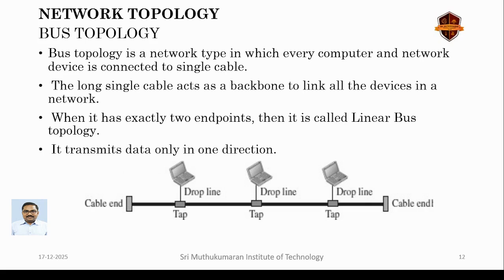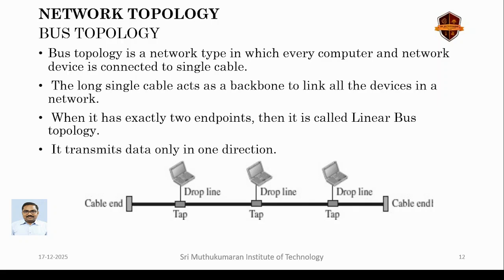Now next is about the various network topologies. Topology means the arrangement of systems in a particular manner. There are several types of topologies. We will see them one by one. The first one is bus topology. Bus topology is the basic topology which is followed in the network.